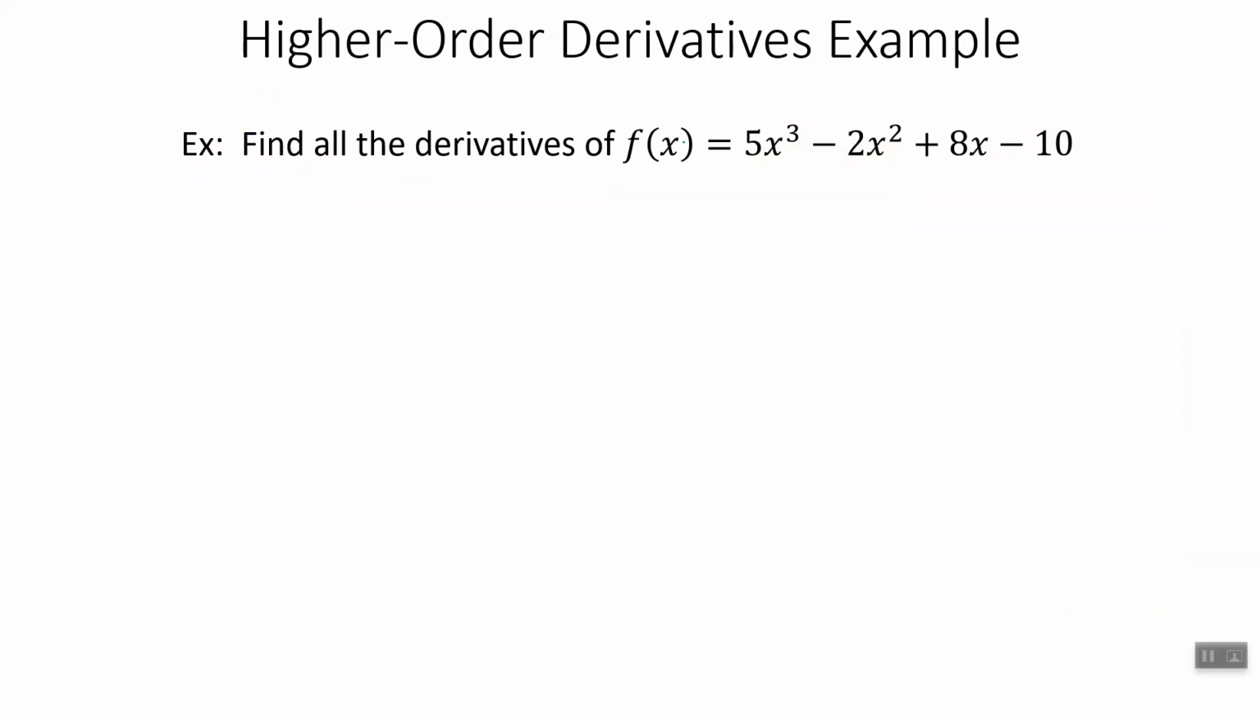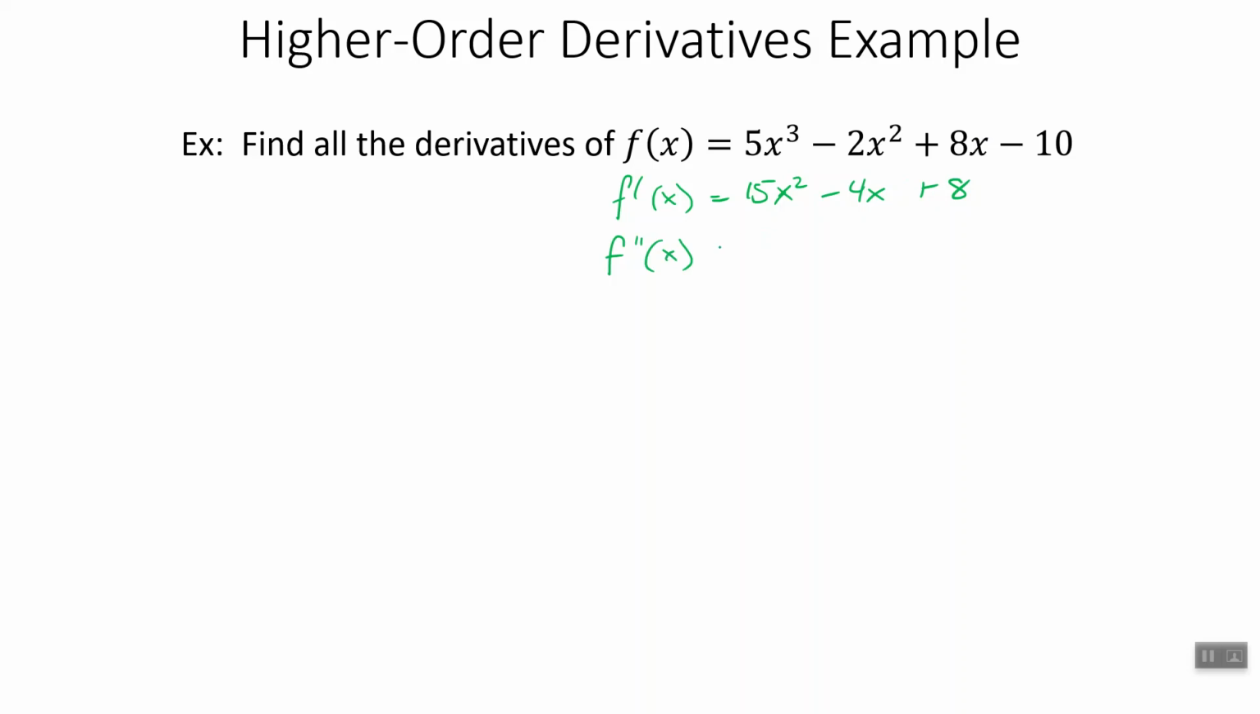All right, so let's take a look at this guy. Let's find all the derivatives. So the first derivative, the second derivative, the third derivative, and so on. All right, luckily it's just power rules. So for the first derivative, we bring down the 3, 15x squared, bring down the 2, 4x, and we just get 8 there. Derivative of negative 10 is 0, so there's the first.